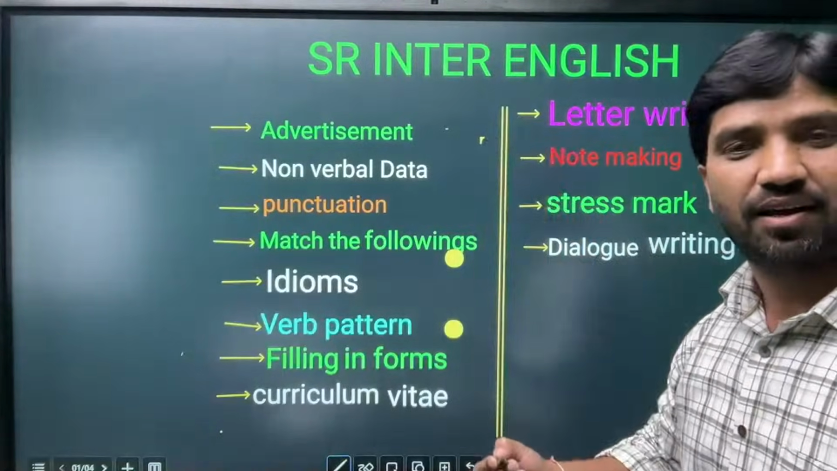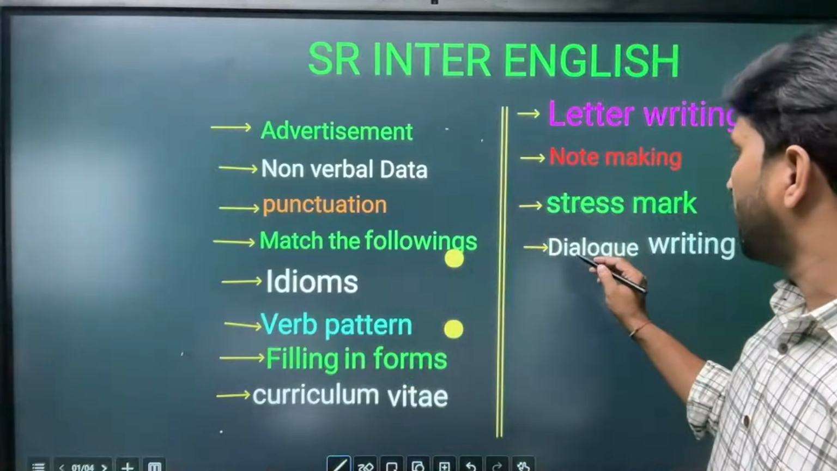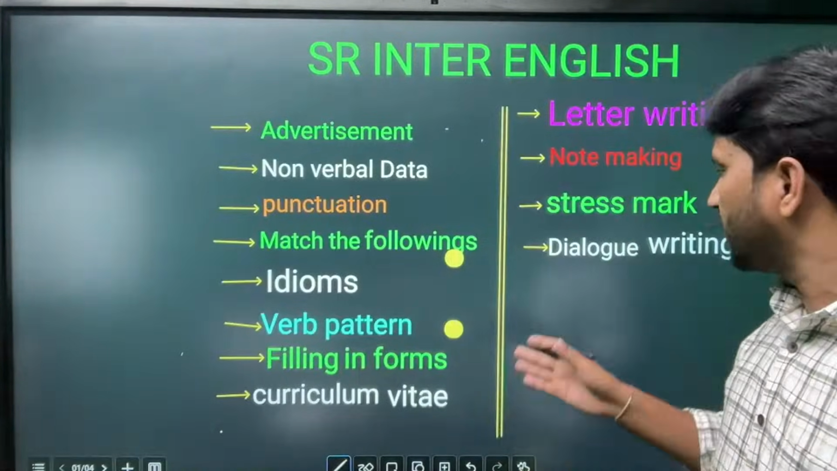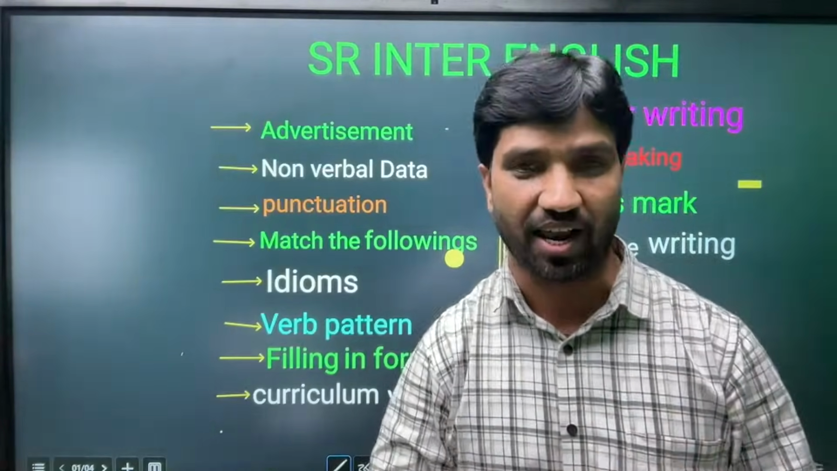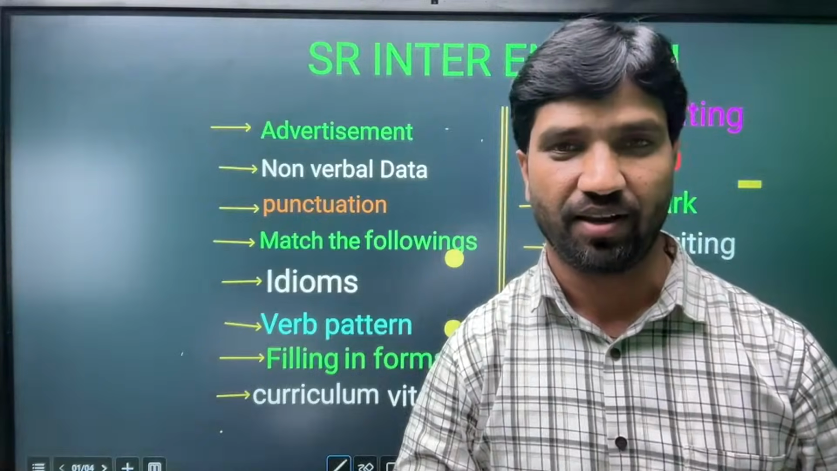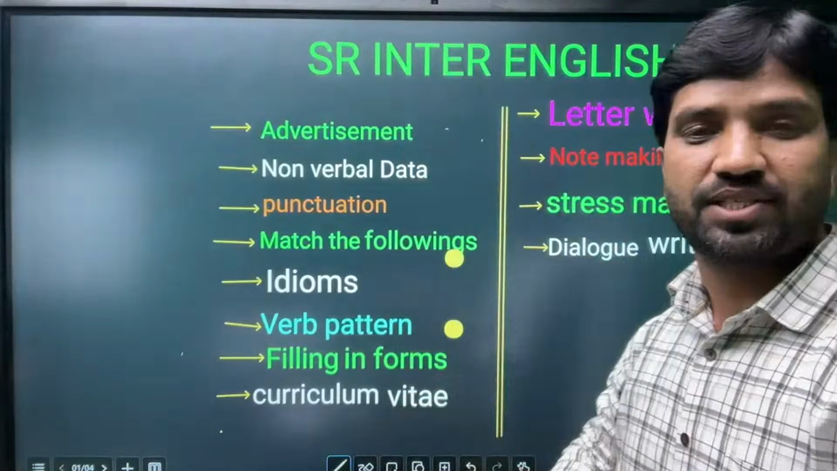So that is, we feel that it's an answer, but it is an answer. So, stress mark and dialogue writing. As we know, we have written dialogue many times with our friends, both formal dialogue writing and informal dialogue writing. Yes. So this is a grammar part from second year.